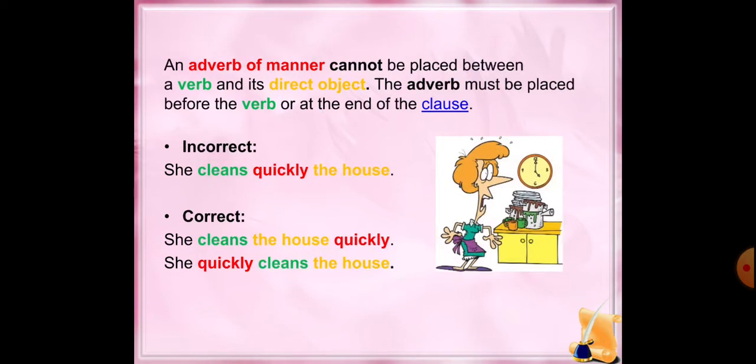An adverb of manner cannot be placed between a verb and its direct object. The adverb must be placed before the verb or at the end of the clause. Incorrect, she cleans quickly the house, but correct sentence, she cleans the house quickly or she quickly cleans the house.